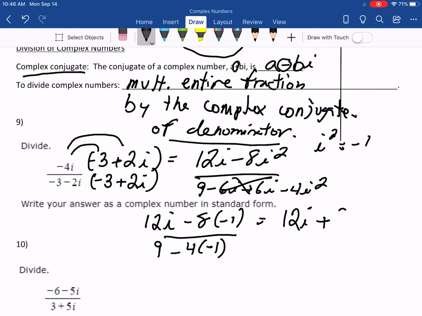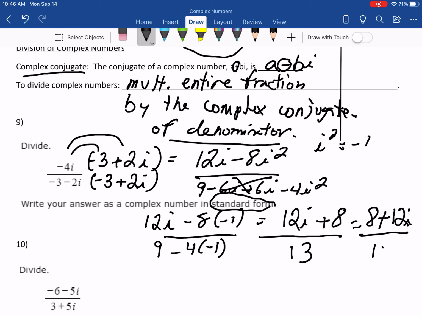So it's 12i plus 8 over 13. And remember, we want to write it in standard form. The real part comes first, so I'm just going to switch the order in the top. It'll be 8 plus 12i over 13.